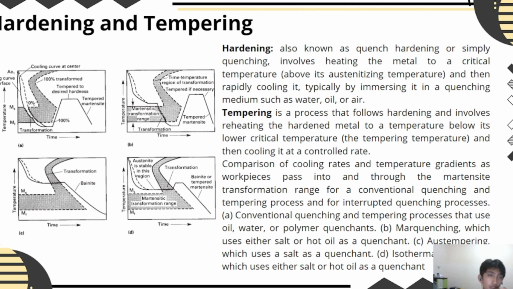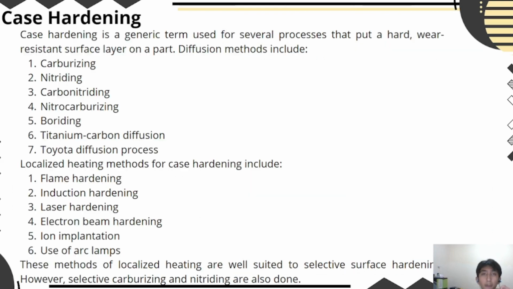The next picture, A, is the conventional quenching and tempering process that uses oil, water, or polymer quenching. And B is martempering, which uses either salt or hot oil as quenchant. C is tempering, which uses salt as a quenchant. And D is isothermal quenching, which uses either salt or hot oil as a quenchant.